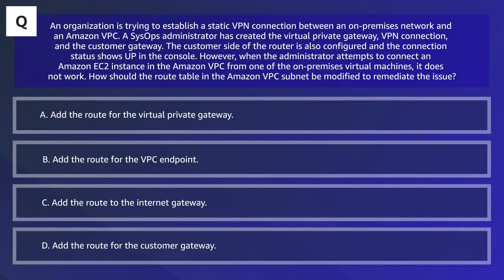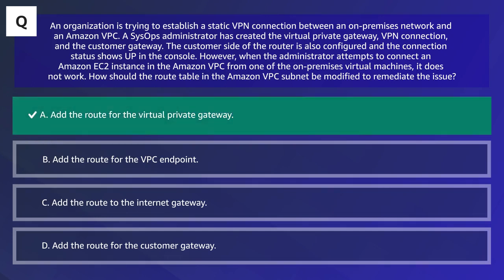The key for this stem is A. We need to add the route for the virtual private gateway. This will enable the connectivity to the appropriate gateway and allow resources in the VPC to access the customer gateway. Now let's go through the distractors.